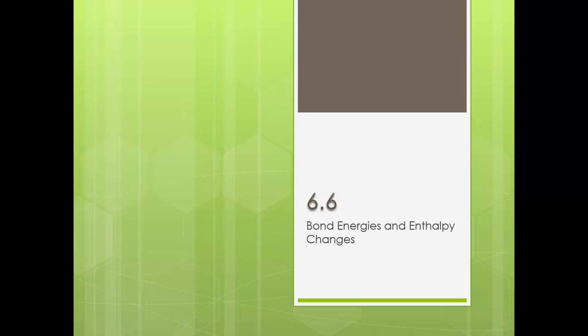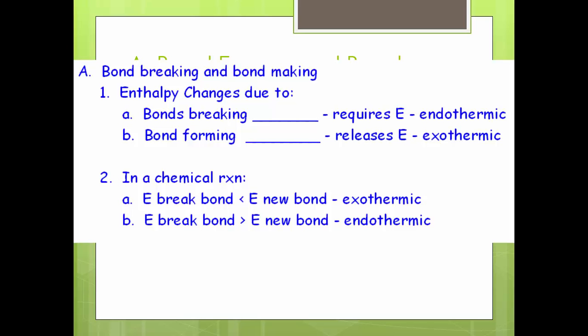This is the last section of chapter 6, using bond energies to find enthalpy changes of a reaction. A bond has to break before a new one can be made. Energy changes are due to bond breaking, which requires energy and is endothermic, and forming bonds, which releases energy and is exothermic. If the energy to break the bonds is less than the energy to make new bonds, it's exothermic. If the energy to break the bonds is greater than the energy for new bonds, it's endothermic, so positive energy.